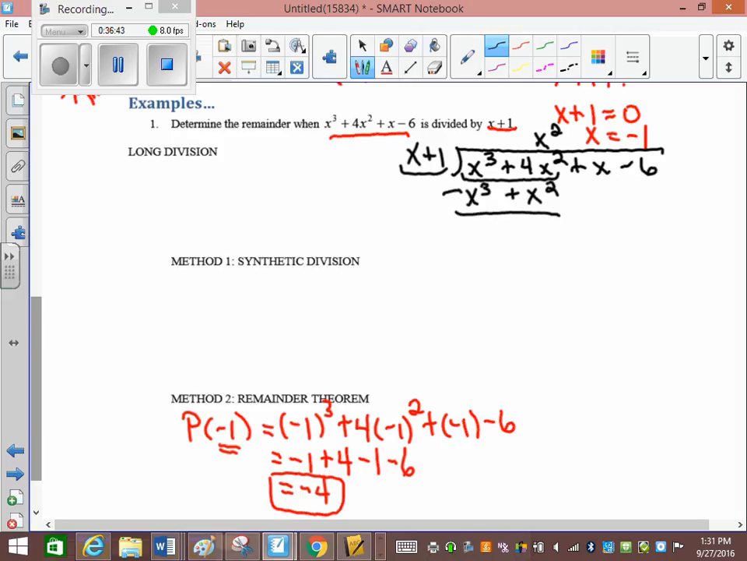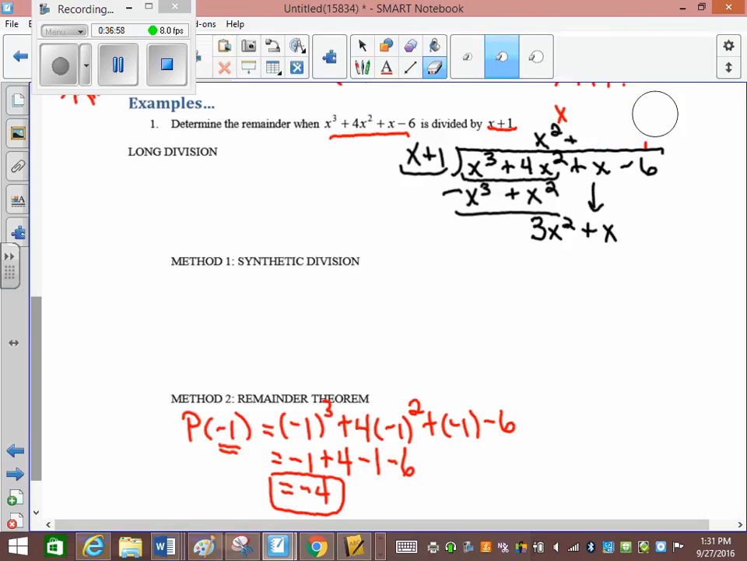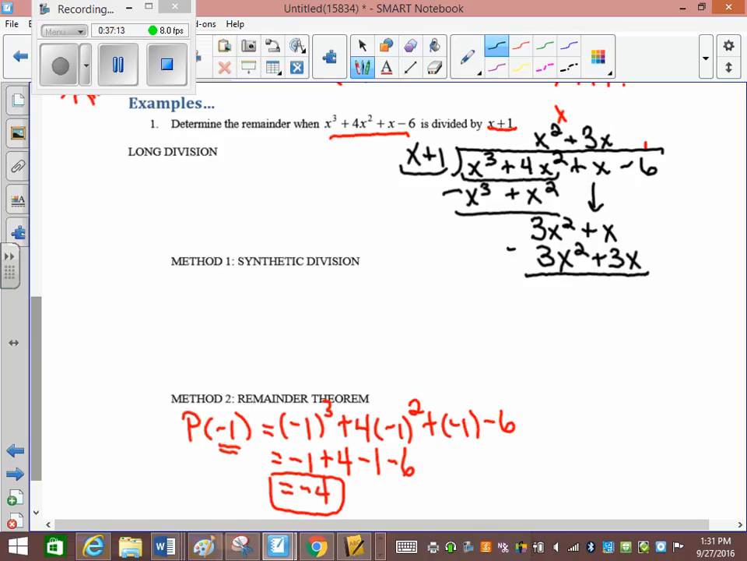Subtract them. X cubed minus x cubed cancel. 4x squared minus x squared is 3x squared. Bring down my number, plus x. And I say x times what is 3x squared? 3x. I put up here plus 3x. And then I say 3x plus 1 times x. So 3x times x is 3x squared. 3x times 1 is a positive 3x. Then I subtract them. 3x squared minus 3x squared cancel. X minus 3x is negative 2x.